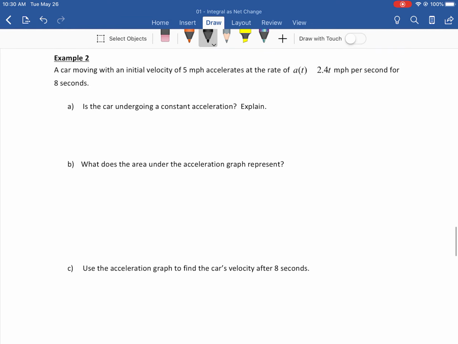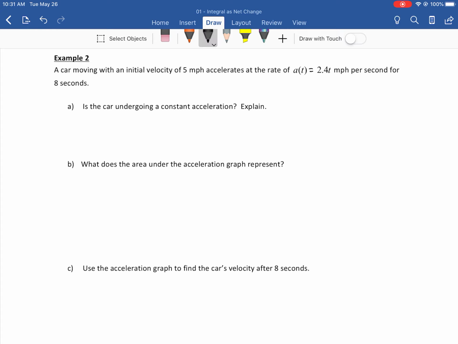So it says a car is moving with initial velocity of 5 miles per hour at a rate of 2.4 t miles per hour per second. What a strange unit. This is used sometimes where the speed is quite large, but the time values are quite small. So unless you're going into physics, don't worry too much about the units in this question because I'll just walk you through it. But if you're in physics, try and follow what happens with the units a little bit.